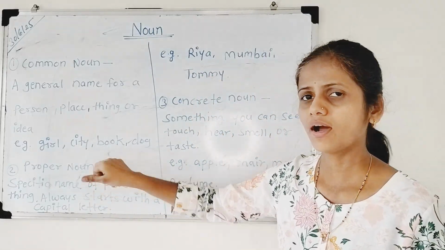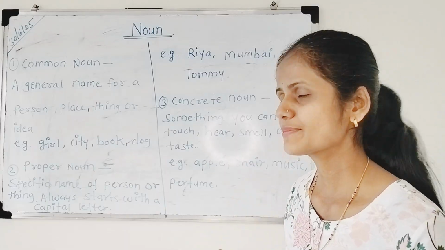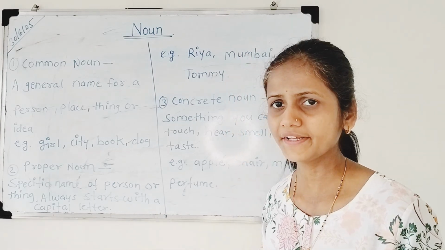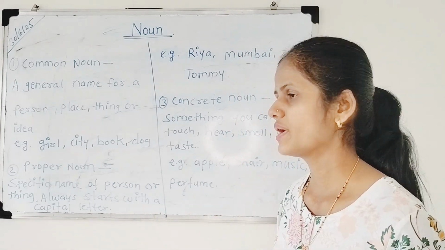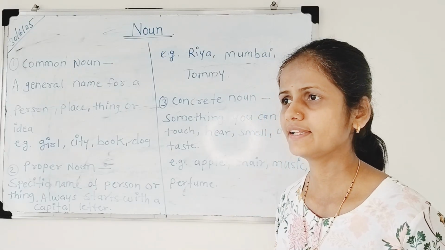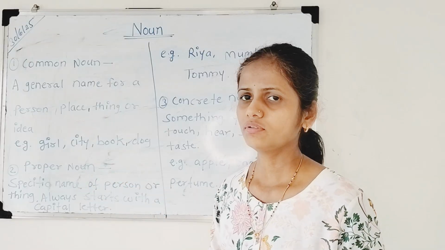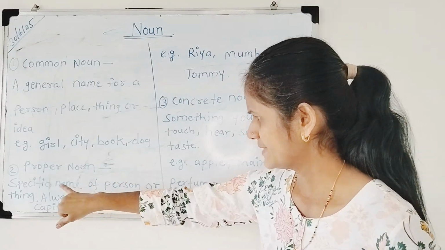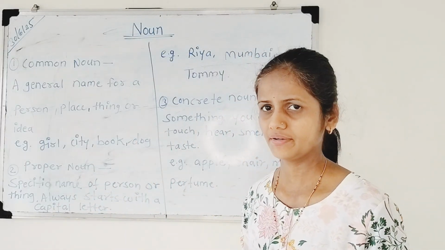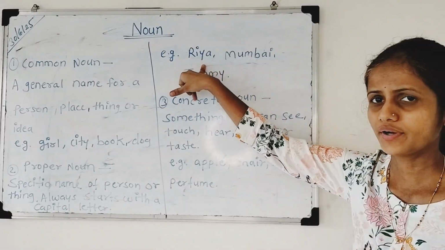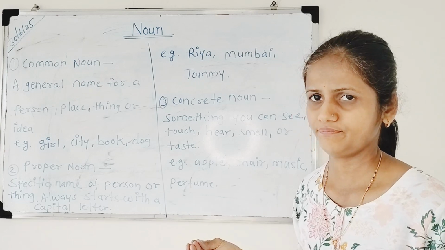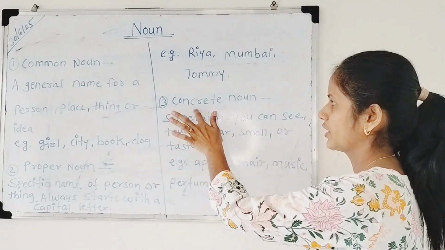Next one is proper noun. What is meant by proper noun? Specific name of person, city, then we can say thing, idea. Okay. And this proper noun always starts with a capital letter. So we can easily identify the proper noun in the sentence. Okay. So specific name of person or thing, and it always starts with capital letter. For example, here Ria. Okay. Then Mumbai, Tommy. Okay. These are the proper nouns. Specific name.